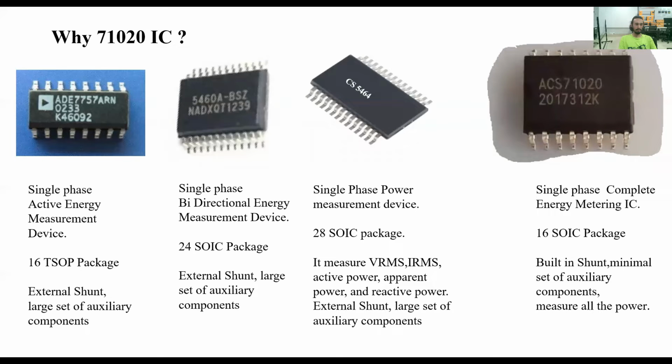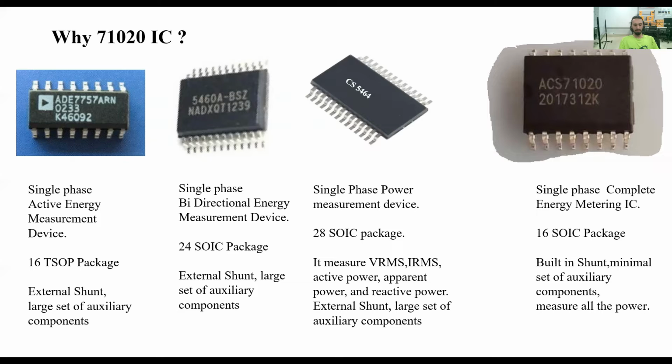If we talk about the ADE7757, then this IC is a single phase active energy measurement device. It has a SOIC package, and it is externally shunted. If we make an energy meter using this IC, then the circuit diagram will be complex. We need a large set of auxiliary components. And if we talk about the CS5460 IC, then this IC is a simple single phase bidirectional energy measurement device, and it has a 24 SOIC package, and it is also externally shunted.